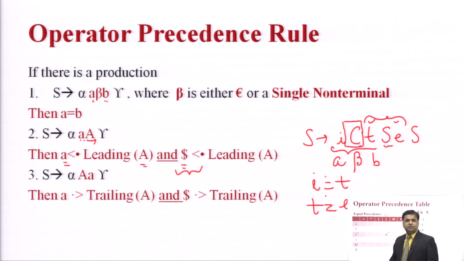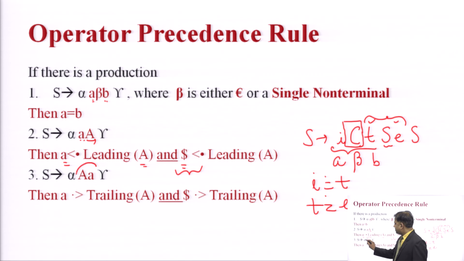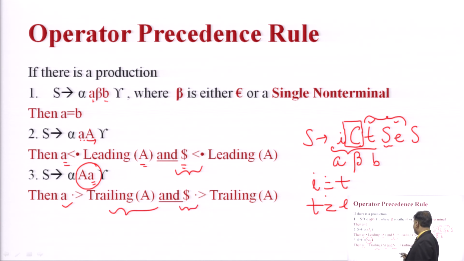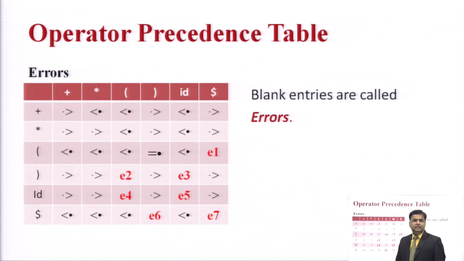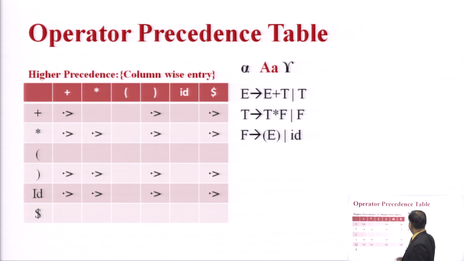Next we come to the concept of higher precedence. So, for higher precedence the pattern is like this, means non terminal followed by a terminal. If it is so, that means followed by, then A has higher precedence over the trailing of A, and also define dollar has higher precedence for the trailing of A, right. So, here we see the higher precedence relations. What pattern do we look for? That is a non-terminal followed by a terminal.